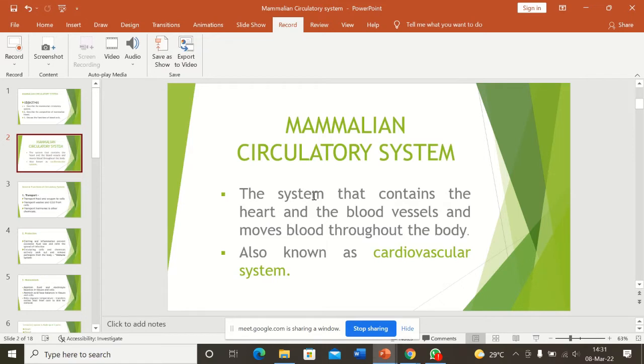So here we define the mammalian circulatory system as a system that contains the heart and the blood vessels through which the blood moves. The mammalian circulatory system is also called the cardiovascular system, as you can see from the screen.